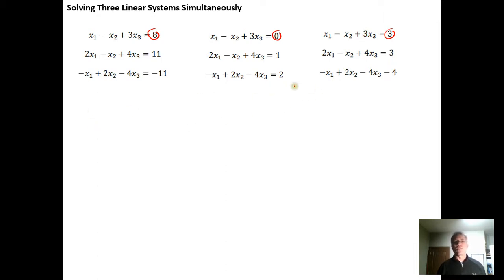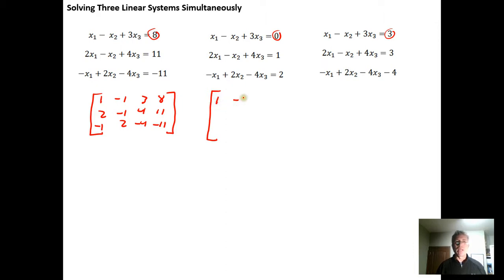So if you were asked to solve these, you could set up individual augmented matrices: 1, -1, 3, and 8 for the first row. This one would be 2, -1, 4, and 11 for row 2. Row 3 would be -1, 2, -4, and -11. And then you'd step over and set up the next matrix. But the coefficient matrix is going to be identical.